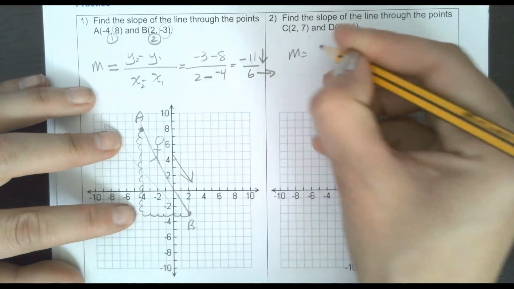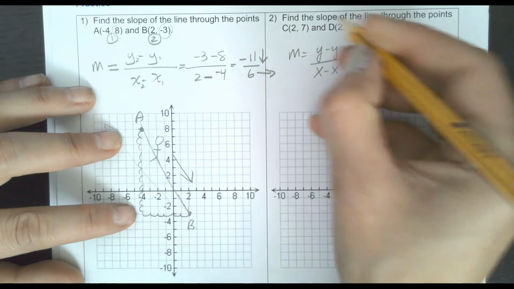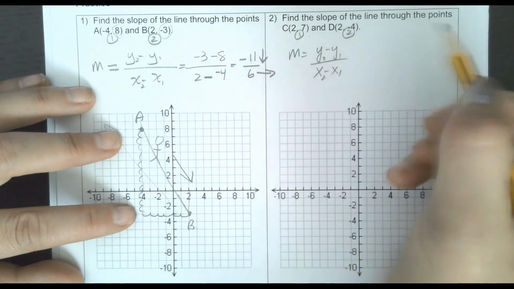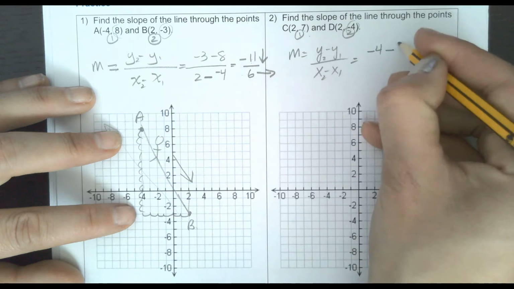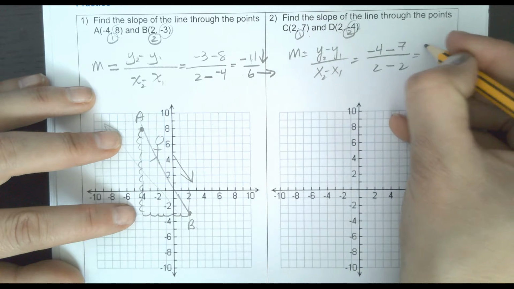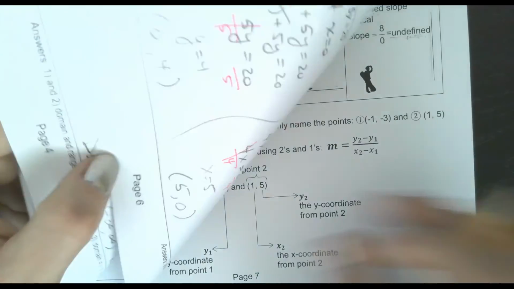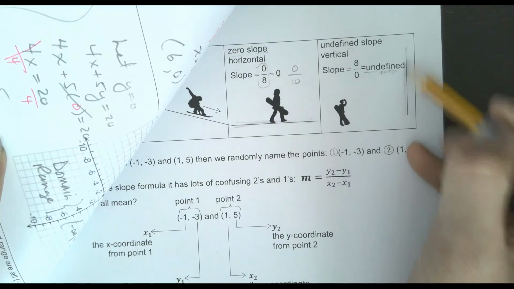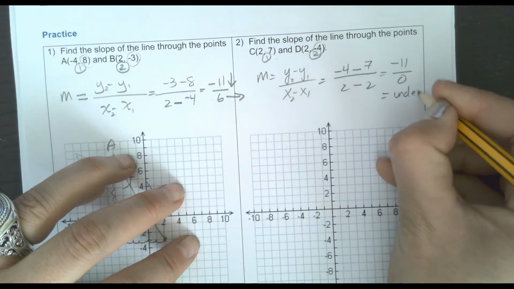The slope is equal to, I subtract my y's, subtract my x's, but I do point 2 first and then point 1. So there's point 1, point 2. So my y's first, negative 4 subtract 7, 2 subtract 2. So it's negative 11 over 0. Ooh, we have a 0 on the bottom. What does that mean? If I have a 0 on the bottom, it means undefined. It means it's a vertical line. So I have to say equals undefined.